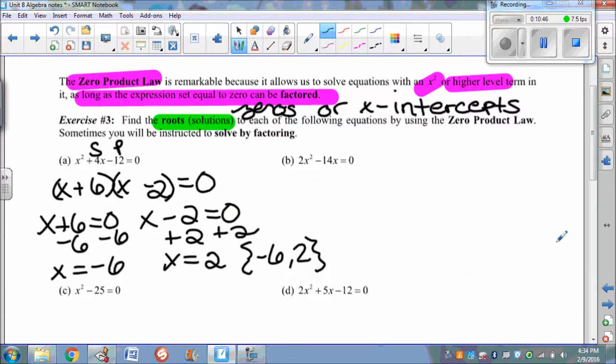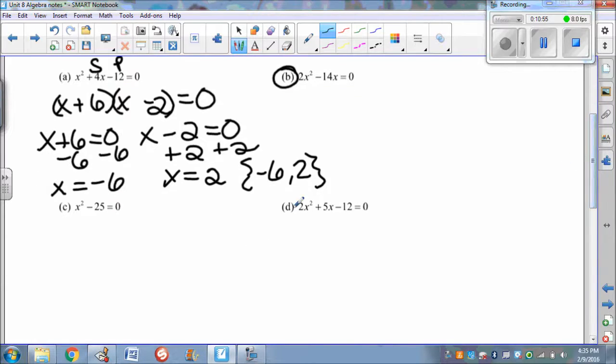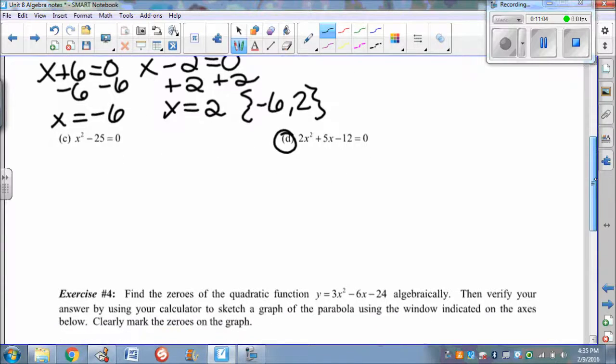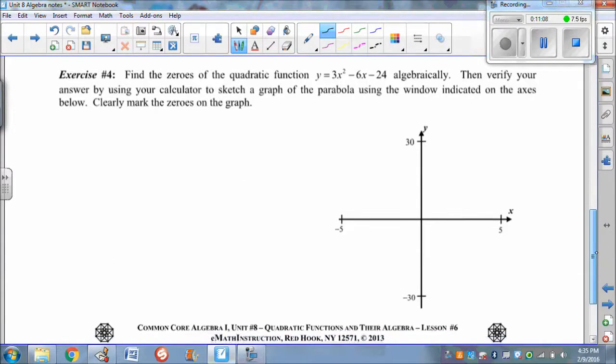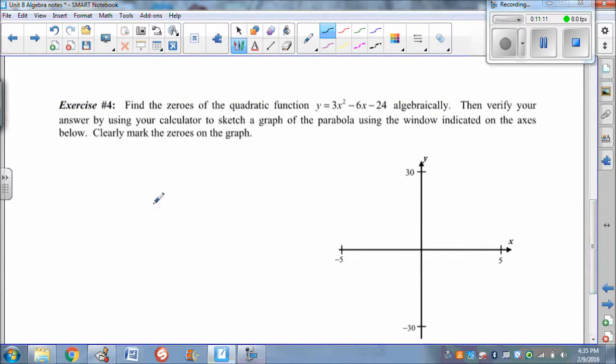Okay, so I would love for you guys to do B, and that's a fabulous one, and D. So again, you're going to factor it. You're going to set the factors equal to 0 to find the roots, and then by all means, verify that on your graphing calculator. You're going to come to class with those done. All right, and I'd like you to do exercise 4 on your own as well.